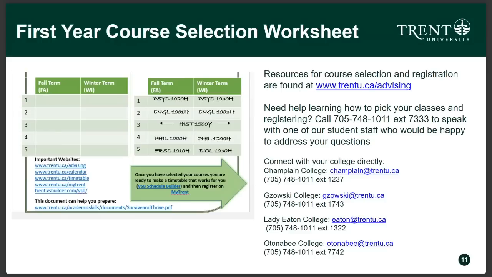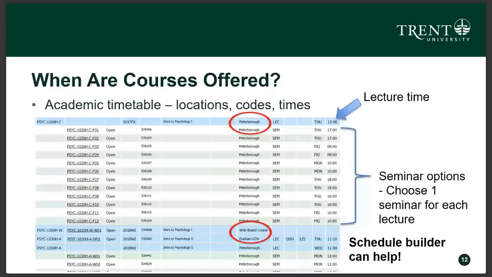So before I move on to Linda, who's going to be showing you the different stages of the Visual Schedule Builder, the next step, once you know what courses you do want to take, is to see how they're going to fit together. The first place that I would like to address is the academic timetable. This is an amazing resource that Visual Schedule Builder pulls all of its data from, but it's a great way to see everything in terms of a list instead of through the schedule builder.